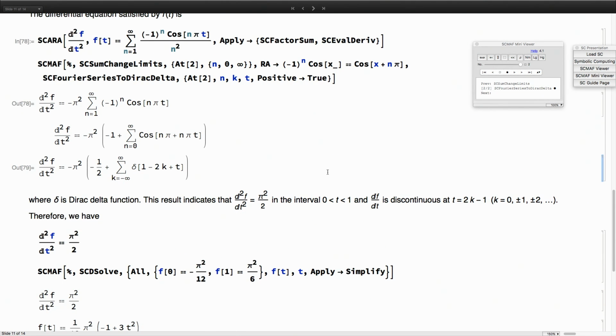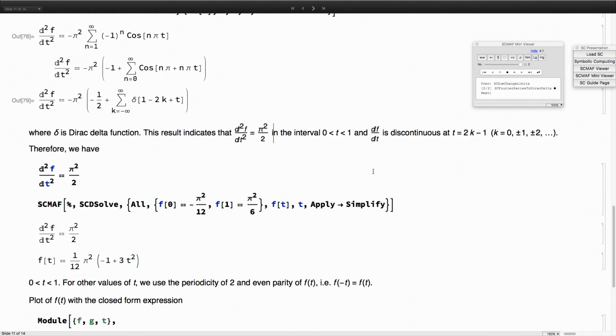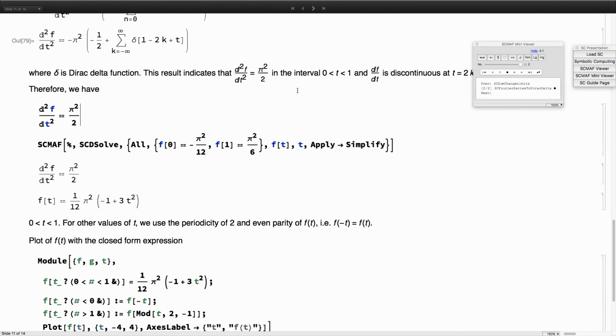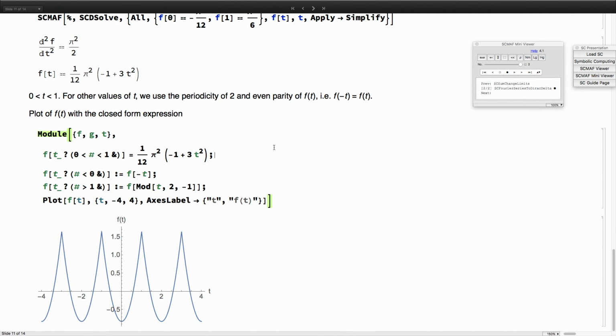So this is the result. So this sum, even though it is divergent, is a singular function. And it has a singularity at t equals 2k minus 1. But otherwise, it's all 0. So the result indicates that this is equal to pi squared over 2. But the first derivative is discontinuous at 2k minus 1. So the solution must be the solution of this differential equation using these boundary conditions. And this is the result. So we have obtained the same result. And if you plot f(t), you can see it's exactly the same plot.